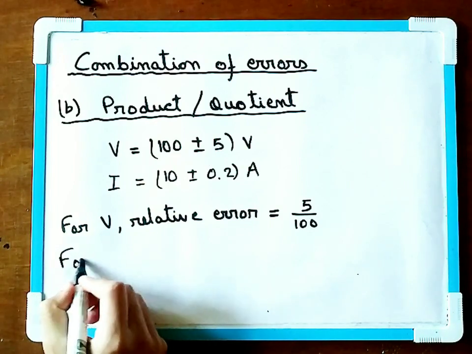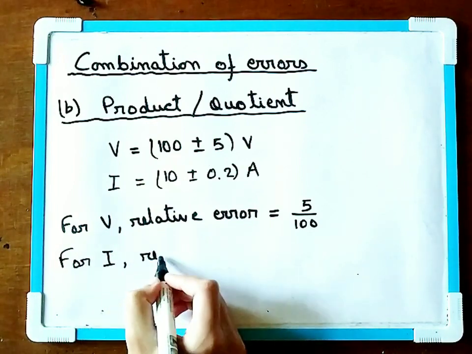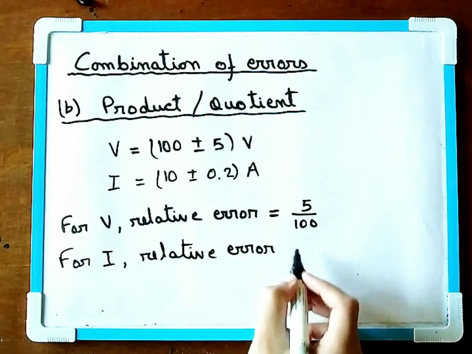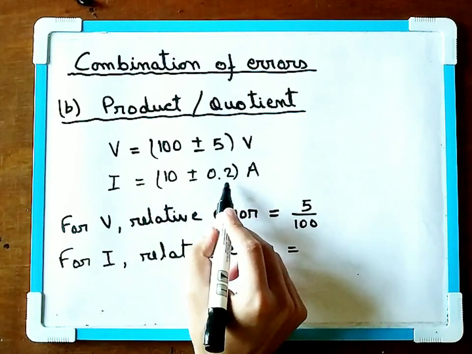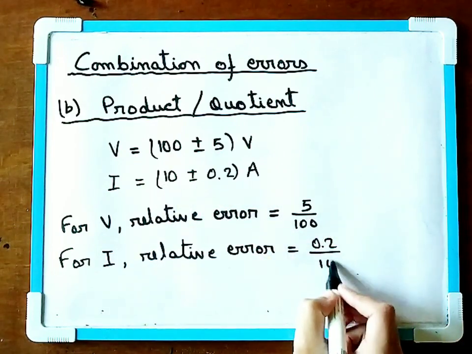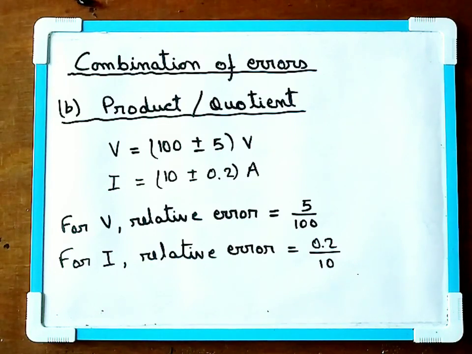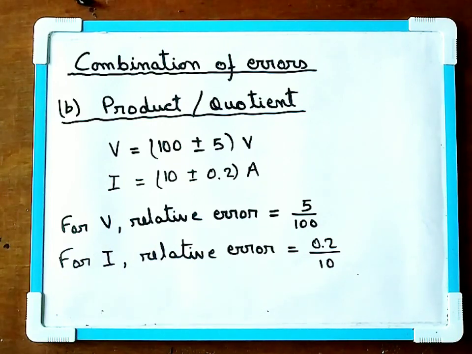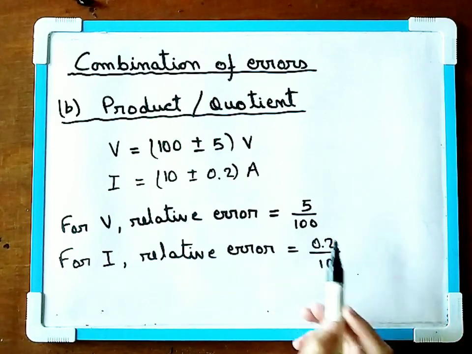Then for I, what will be the relative error? Relative error for I will be absolute error 0.2 divided by the true value for I. So this is 10. Now this is the relative error for V and for I. Now if you want to find the percentage error, what should you do? If you do not remember, you again revise from the earlier lecture I've given you. To find the percentage error, you'll have to multiply this relative error with 100.